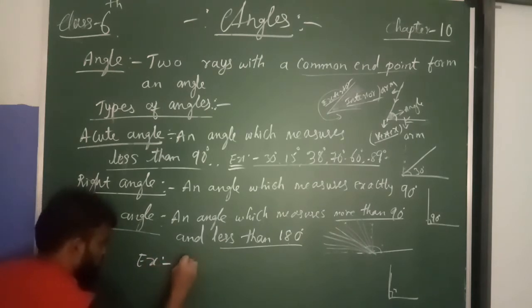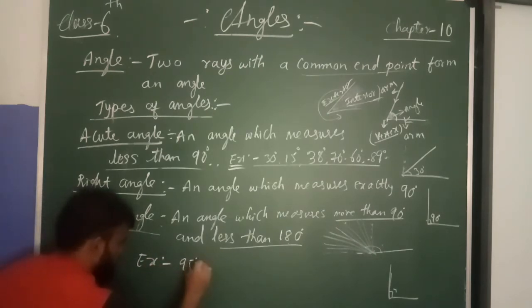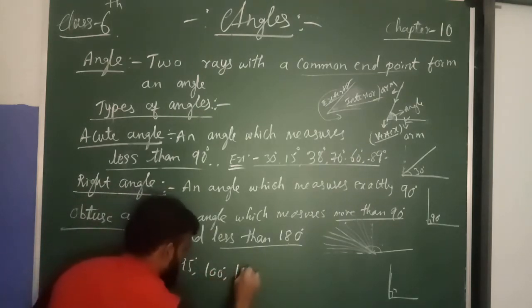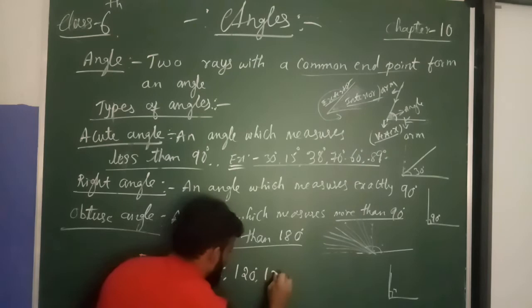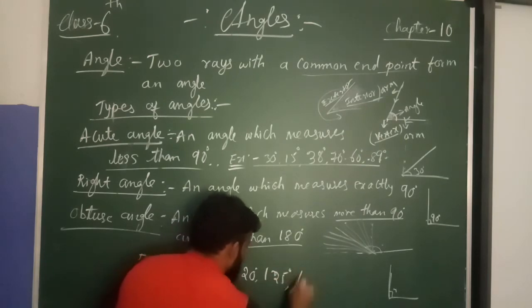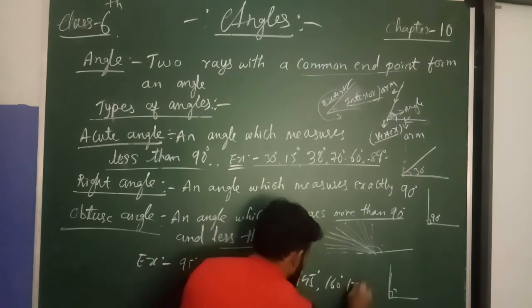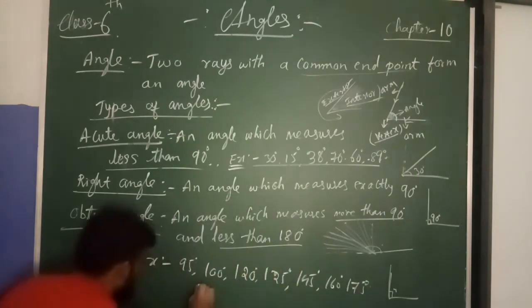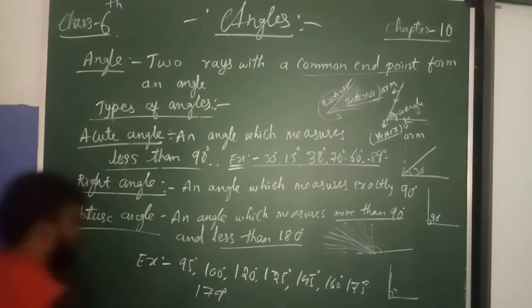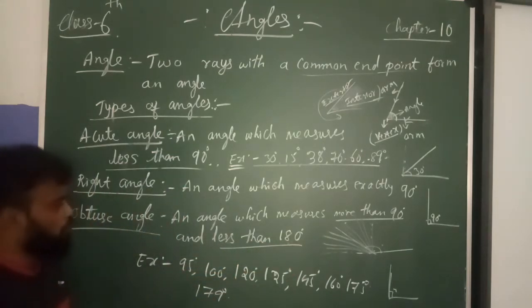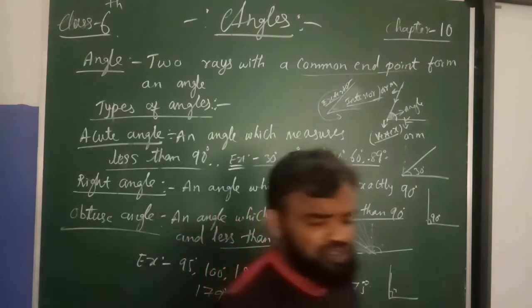Example, see, 95 degree, 100 degree, 120 degree, 125 degree, 145 degree, 160 degree, 175 degree, 179 degree, that also less than 180 degree we have to take. This type of angles are nothing but obtuse angle. Understood?